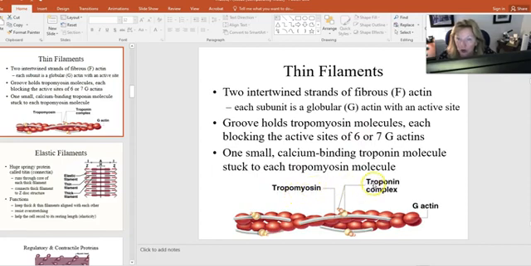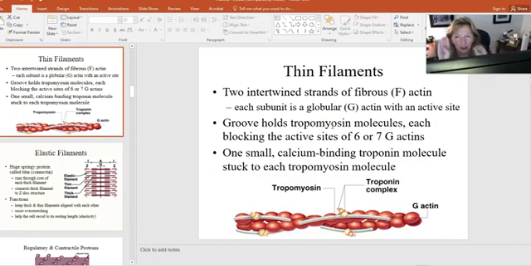Tropomyosin and troponin are proteins that are actually blocking binding sites on actin. So at rest, the reason a muscle isn't all contracted all the time is that troponin and tropomyosin are blocking the binding sites on actin. And these two regulatory proteins would have to be acted upon to unlock those binding sites before actin and myosin could actually form cross bridges.